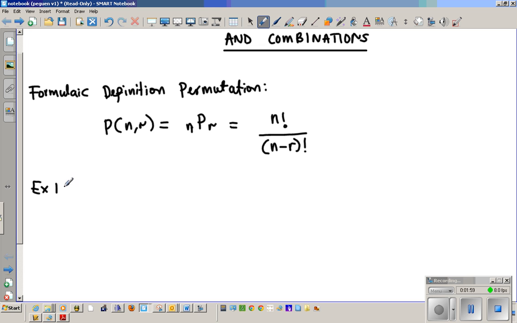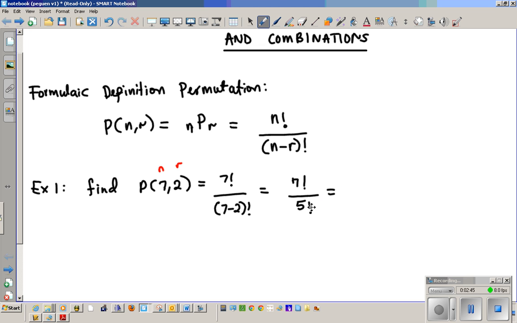Example 1. Find 7P2. Right, so to do this, if you look at what we have here, the first one is always n and the second one is r. If you look at the alphabet, n comes before r. So the number that comes first is always n, the second one is r. Applying this to the formula, this is simply going to become 7 factorial divided by (7 minus 2) factorial. Okay? Simplifies into 7 factorial divided by 5 factorial.